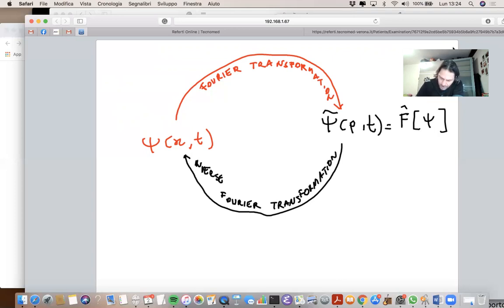And for this reason, this is sometimes referred to as the inverse Fourier transform of psi tilde. So what this diagram is telling me is that there are two equivalent representations of the information. I can either have explicit information about the position or explicit information about the momentum. But they are not completely unrelated, because if I have the wave function in position representation, I can get the corresponding information of the wave function in momentum by performing those weird integrals that we call the Fourier transformation.